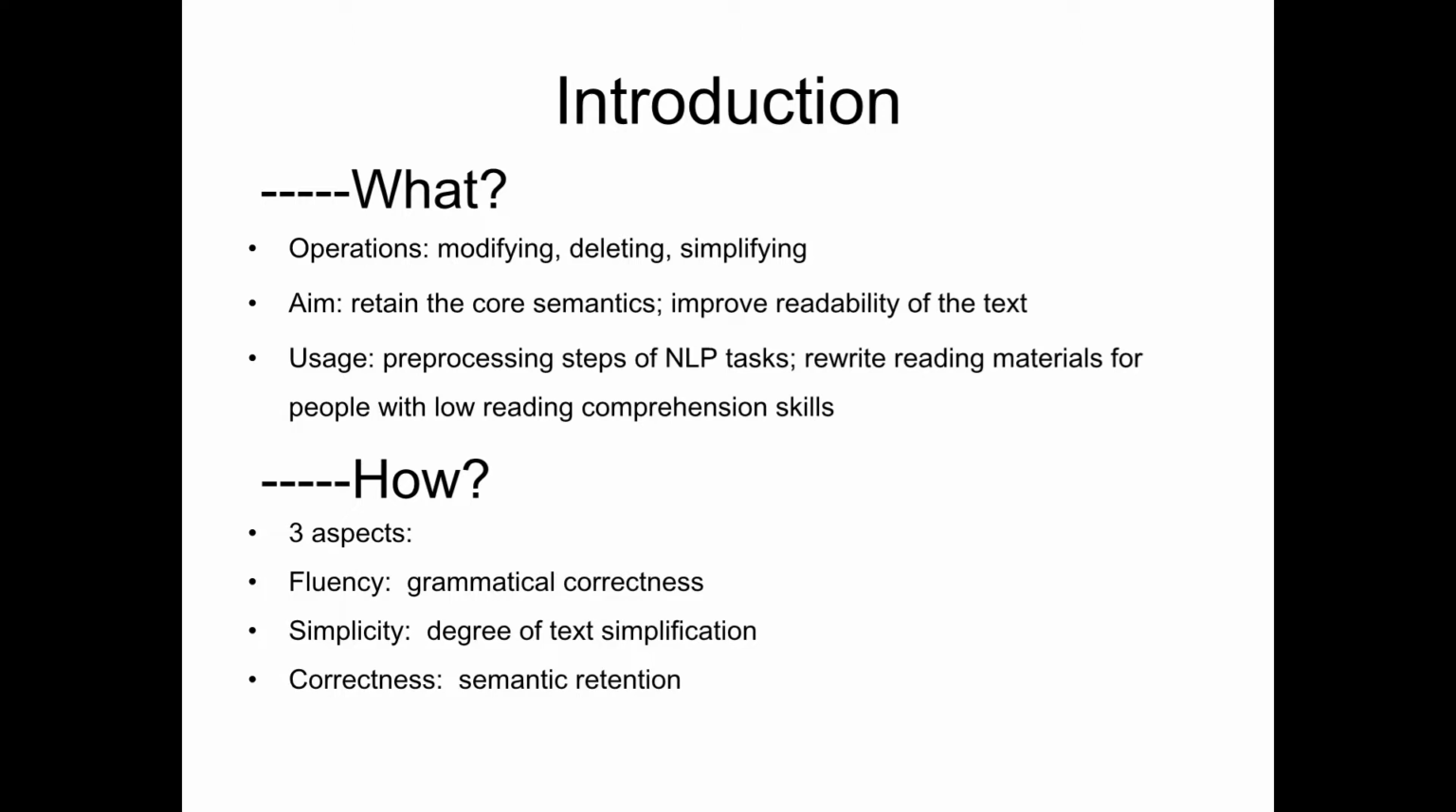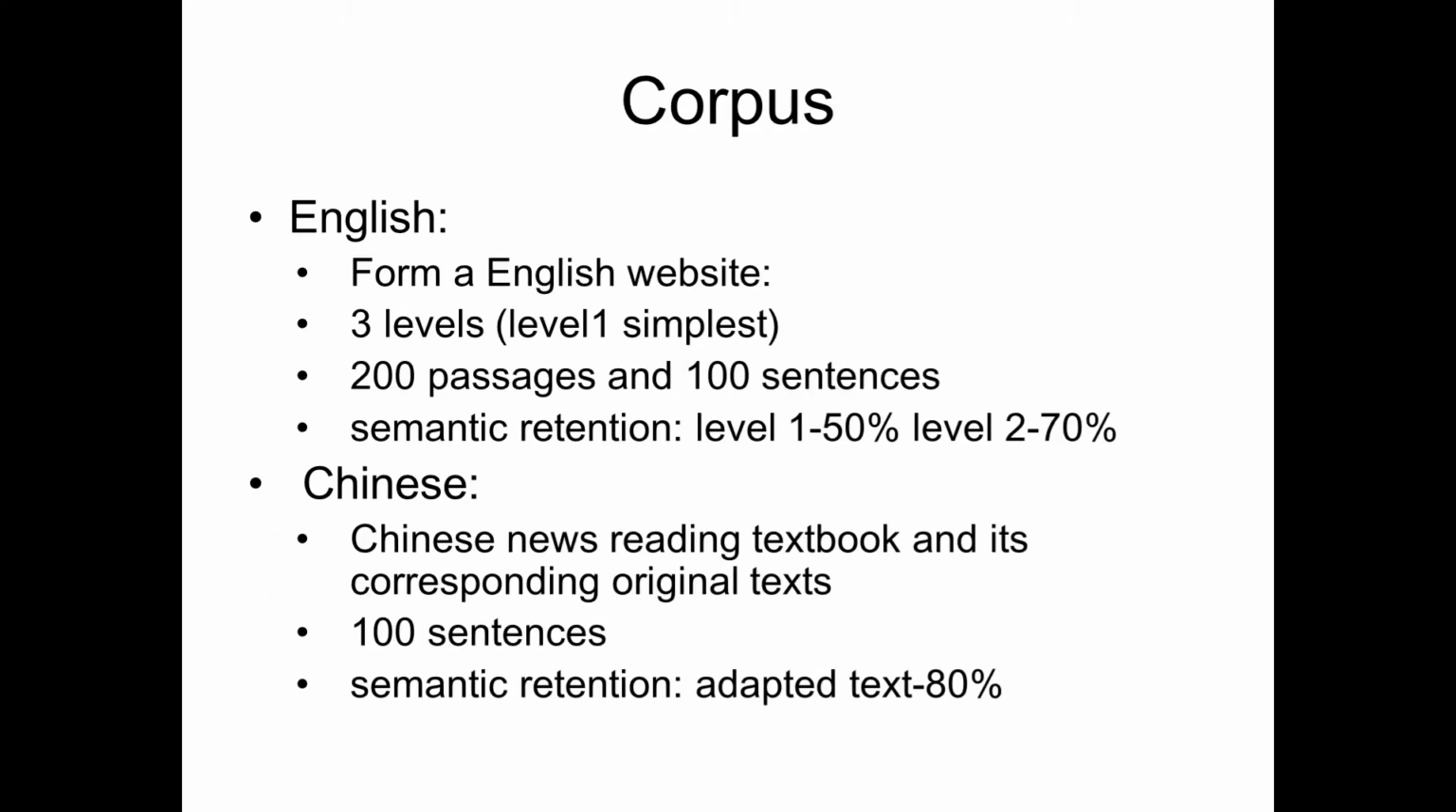It should be evaluated from 3 aspects: fluency, simplicity, and correctness. Our work revolves around the last aspect. We collected the corpus used for the experiment, which is generated by manual rewriting to varying degrees. The simplified English corpus comes from an English website. Each article is written in 3 levels, and level 1 is the simplest.